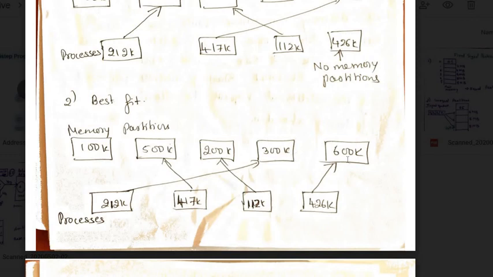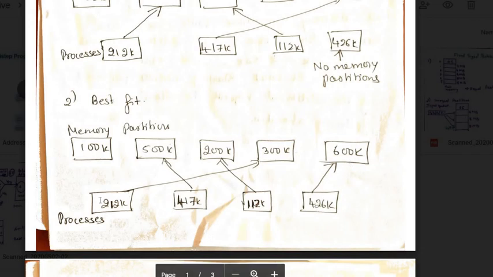300, yes. 600 I can, but wastage is more. So for 212 I can allocate 300. Okay, similarly 417 I can check for all the things. So 500 is the nearest partition I can allocate.